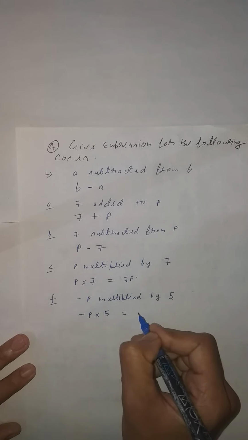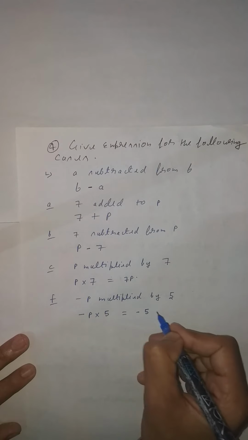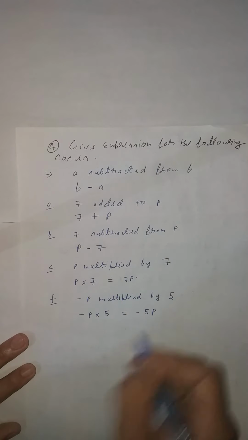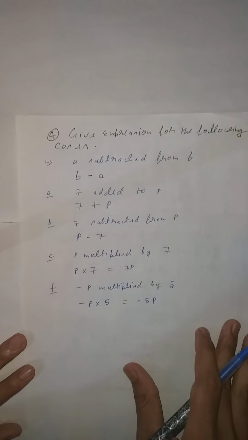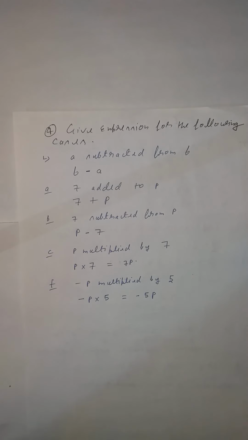Now it will come what? Minus 5P. You can write down. This is also correct. This is also correct. Clear student? Now come to the next question.